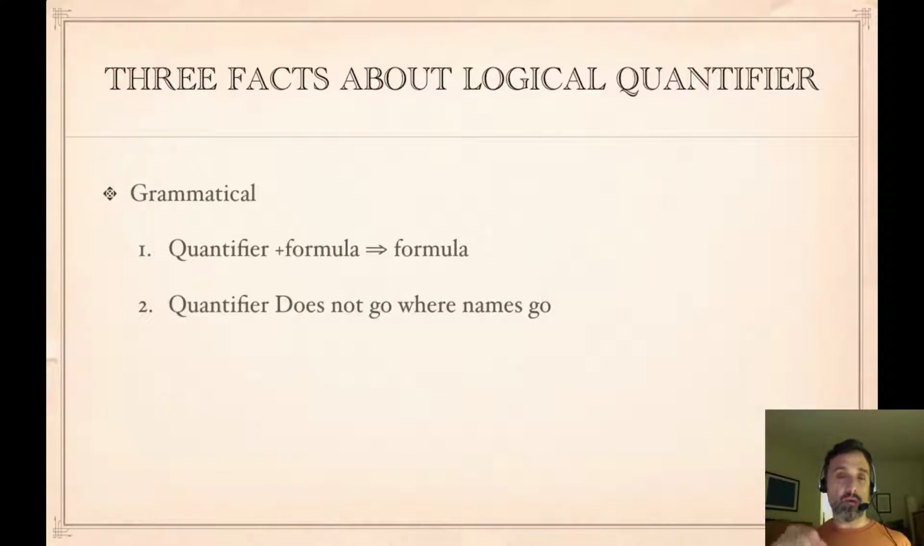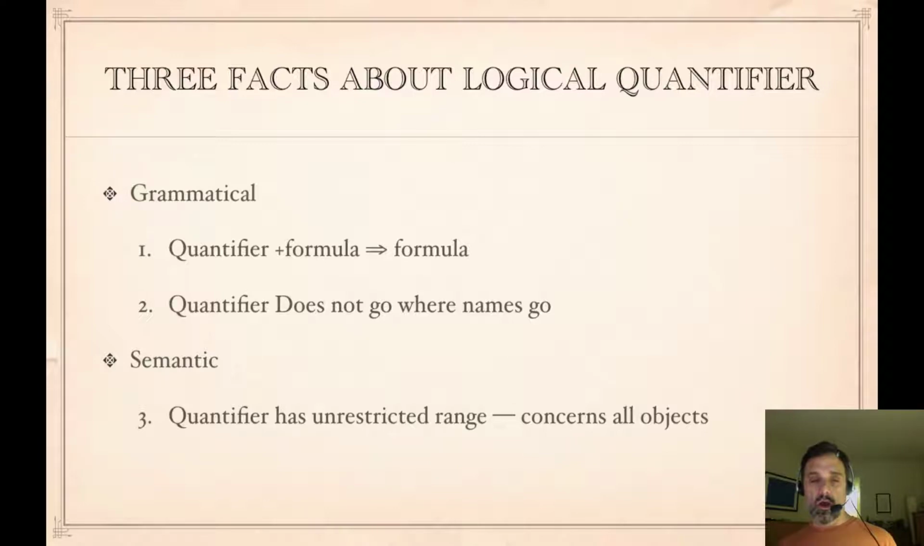So we have quantifiers form a sentence in one way, names form a sentence in a different way. In particular, a quantifier hooks onto a whole formula, whereas a name hooks on just to a predicate. So names and quantifiers are in different places in the grammar. And then there's a semantic fact, which is that the quantifiers have unrestricted range, meaning that they concern all the objects in the world.